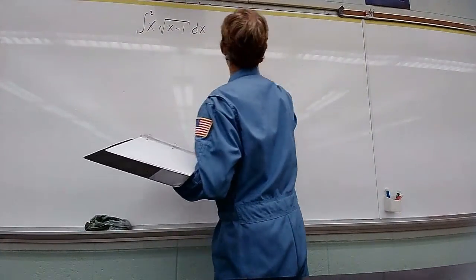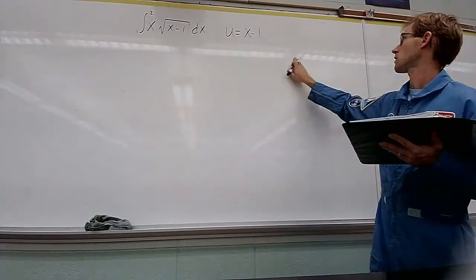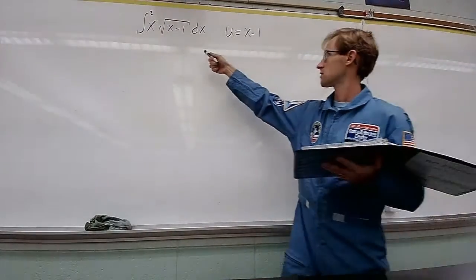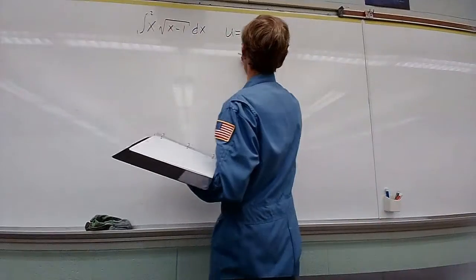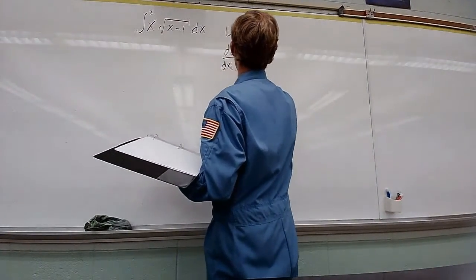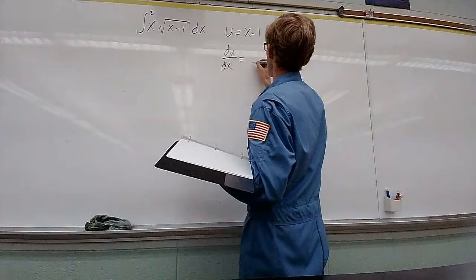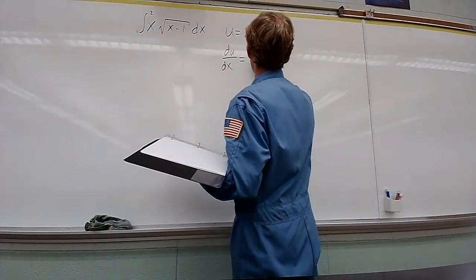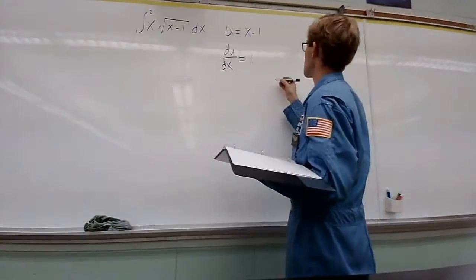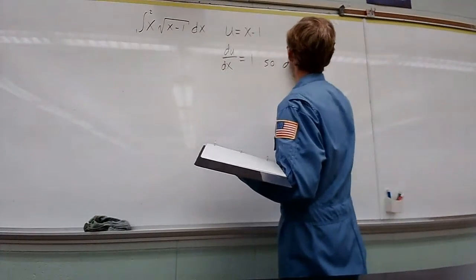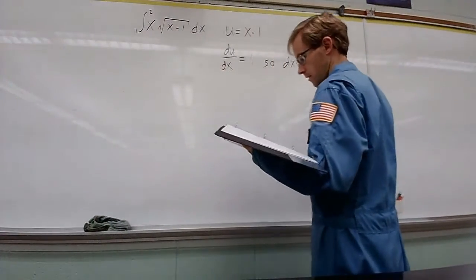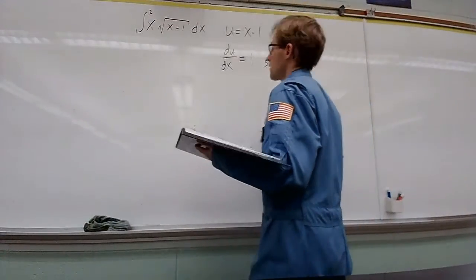So you hopefully figured out u should be equal to x minus 1. Any questions on why that is? X minus 1 is the inside of that function, so we have to do the derivative. The derivative of u with respect to x is just going to be equal to 1. And so that means when we're solving for dx, dx is going to be equal to du. Yeah. So now we just rewrite the thing.